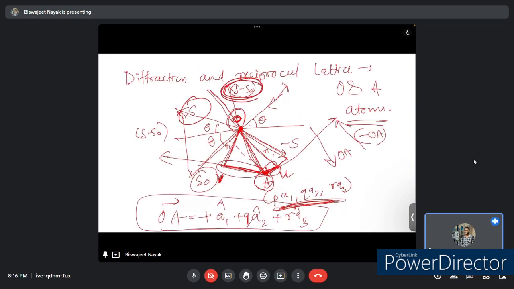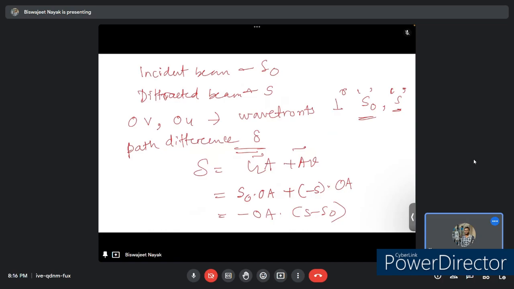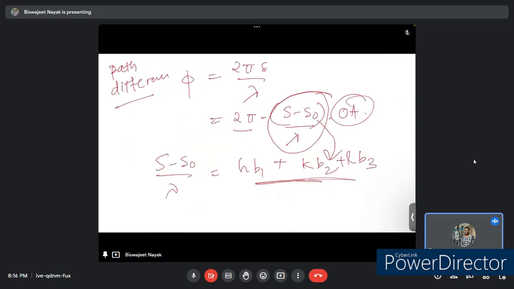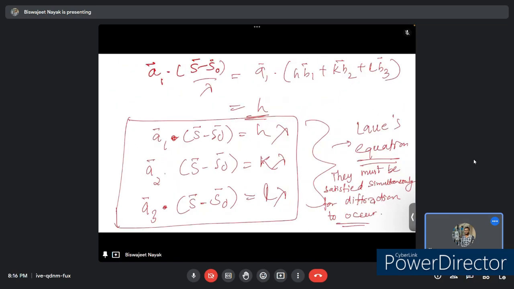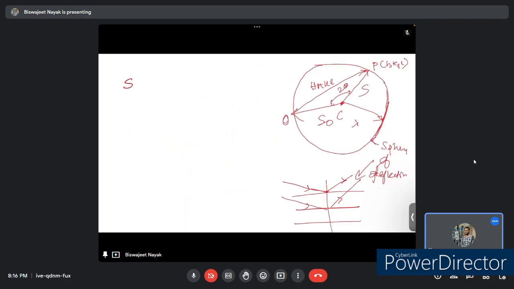So here we can see in the previous diagram that this S minus S0 is bisecting the angle between S0 and S. So the diffracted beam can be considered as reflected from a set of planes perpendicular to S minus S0, which is parallel to the reciprocal lattice vector given by H.